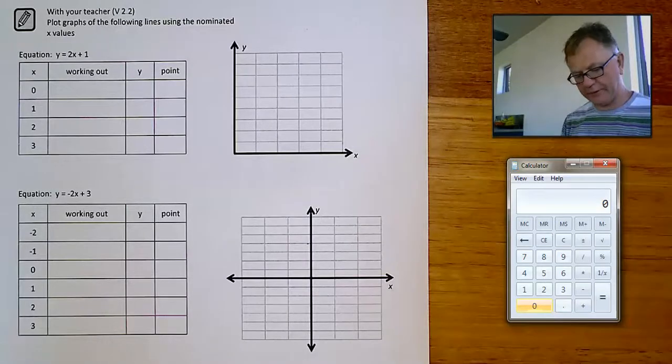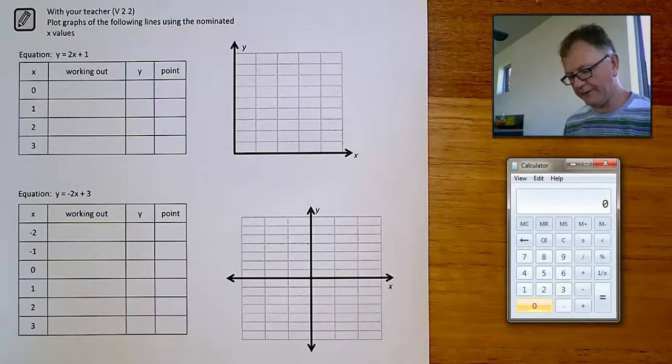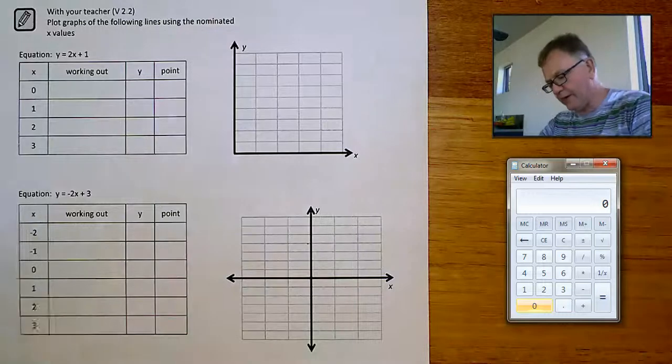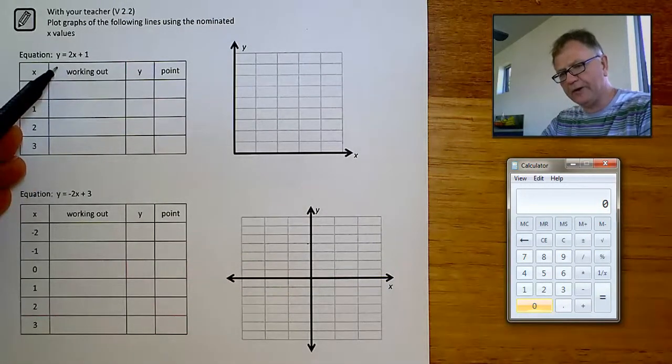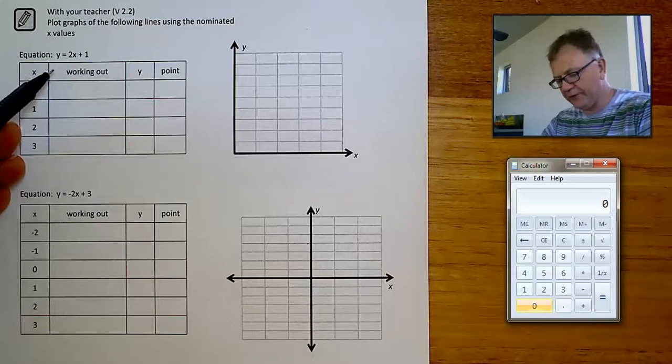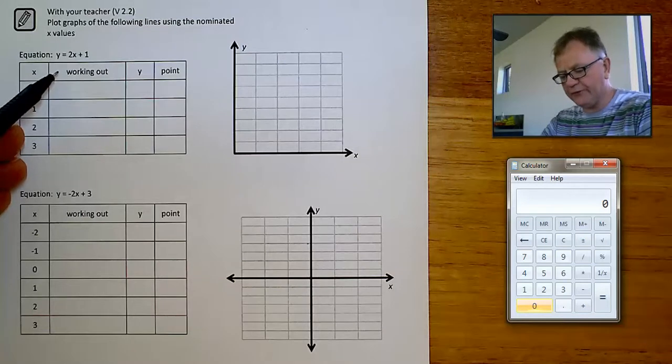In this example, we're going to be using a plotting approach to draw the graph of a straight line in the number plane. Now, this equation here is very typical of the equation of a straight line. We'll meet lots of these in this unit. You can draw its graph using this approach.